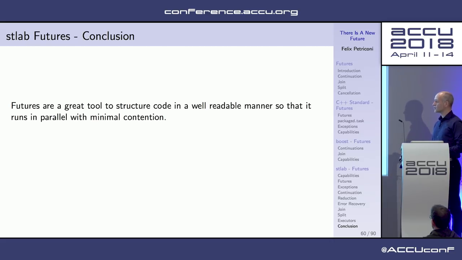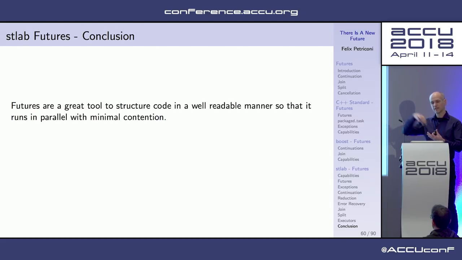So I think futures are a great tool to structure your code in a good readable manner. You can do something similar with callbacks, but callbacks have, from my point of view, the big disadvantage that it's hard to read, hard to follow how the execution goes through the application. And I think it's much easier to do it with continuations.